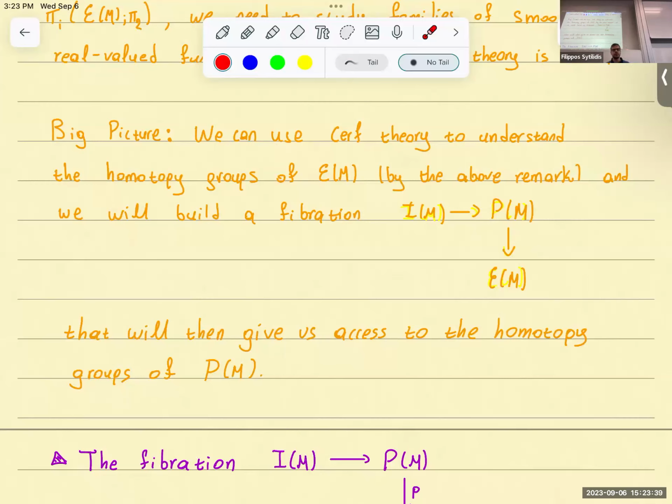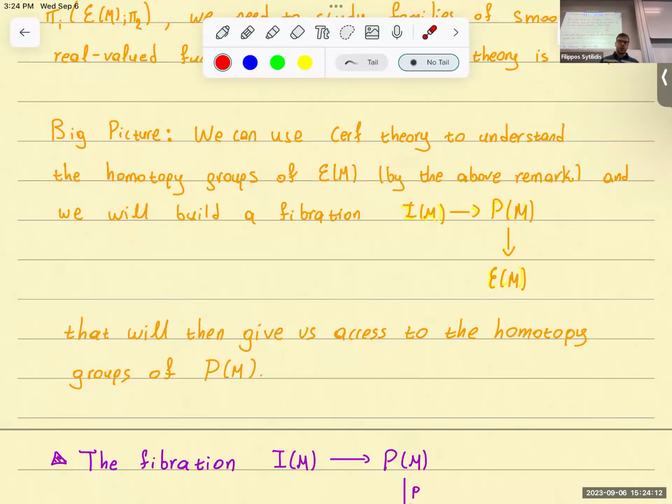I'm trying to study diffeomorphisms of M. It doesn't seem to have anything to do with studying smooth functions on M, or at least Morse theory. And here we've linked that problem, the pseudo-isotopy problem, to Morse theory, right? Because the thing on the bottom, E of M, that's families of functions on M with no critical points. So that's a Morse theoretic thing. So this was the first step, and that was the crucial idea of Cerf. We're studying the pseudo-isotopy problem using Morse theory.